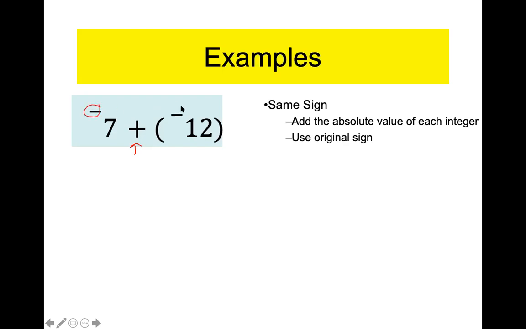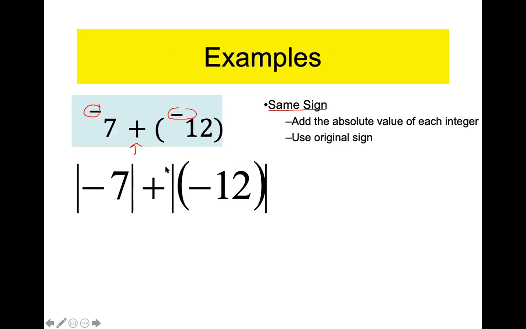We are adding 2 negatives. That means they are the same. If this was a plus, then that would be different, but it's not, right? It's two negatives. The rule says to take the absolute value of both numbers. Well, the absolute value of -7 is 7. The absolute value of -12 is 12. Are we okay up to there? Sure. Okay, 7 plus 12 is?